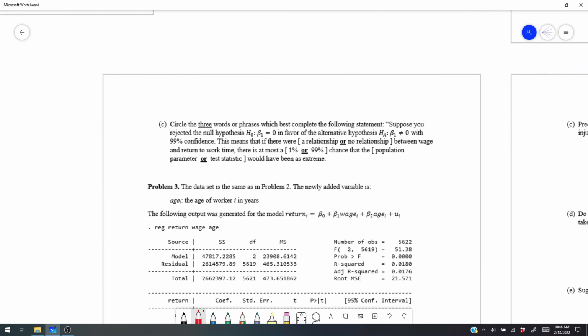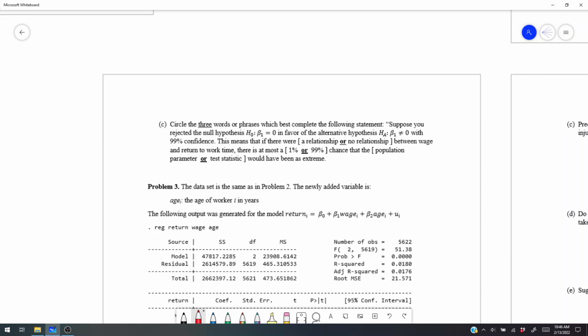Circle the 3 words or phrases which best complete the following statement. Suppose you rejected the null hypothesis H naught, beta 1 is equal to 0, in favor of the alternative that it's not 0 with 99% confidence. That means that if there had been a relationship or no relationship. Well, the way we interpret these, rejecting a null hypothesis means if the null hypothesis was true, we would only see a t-stat as large as we saw alpha of the time, alpha being something like 0.01. Yes, in this case it says 0.01.